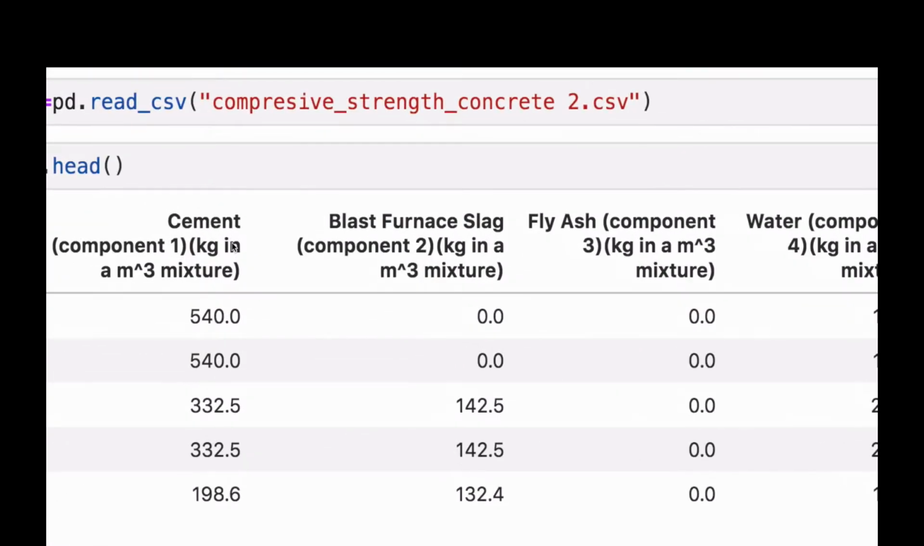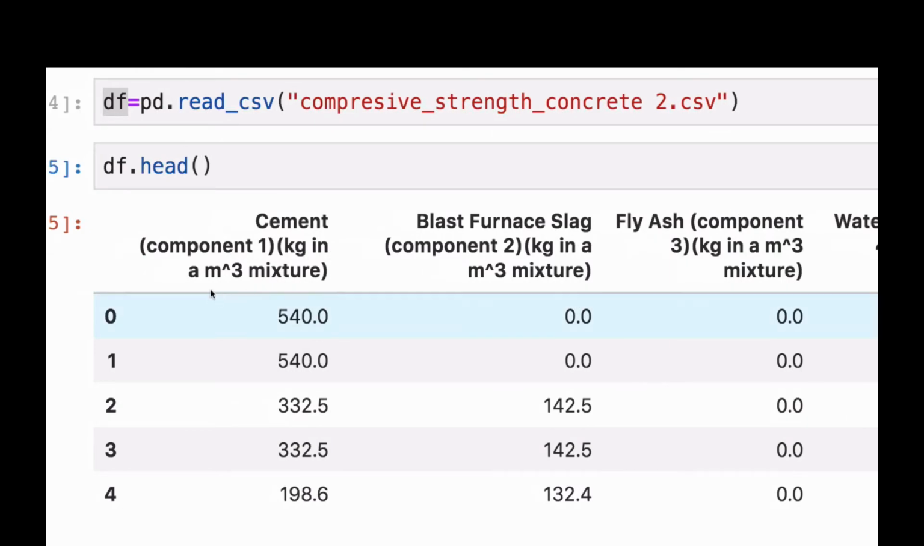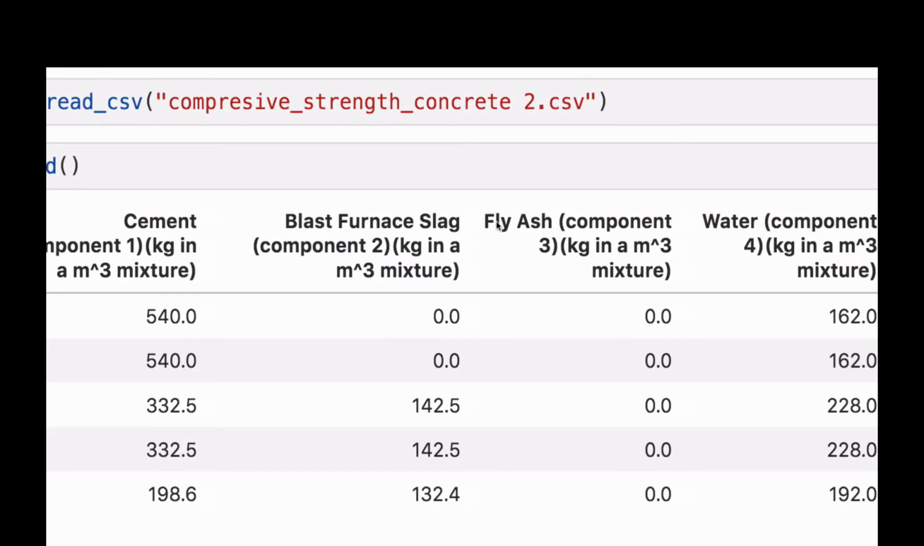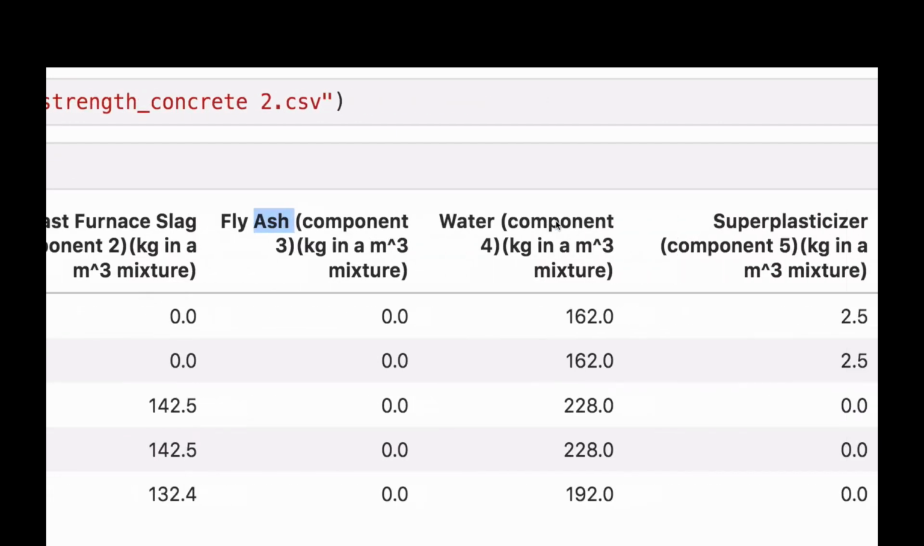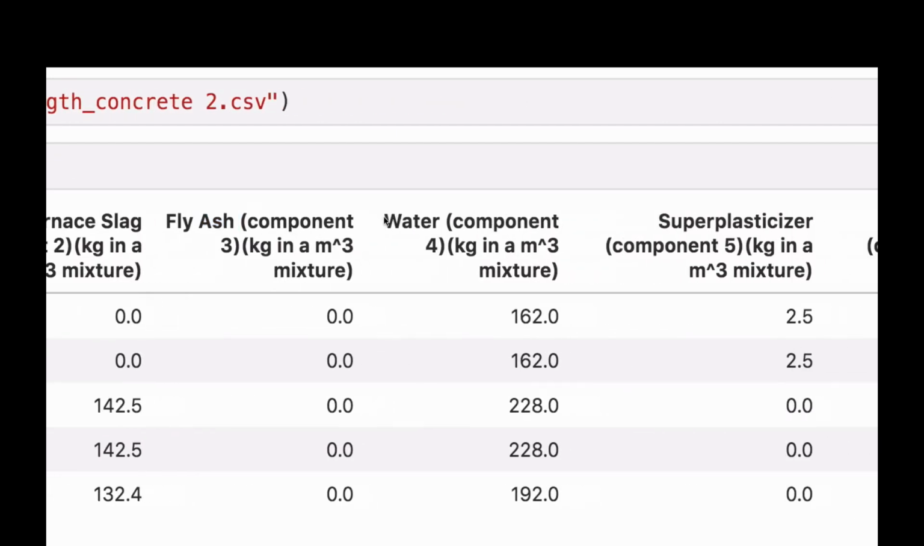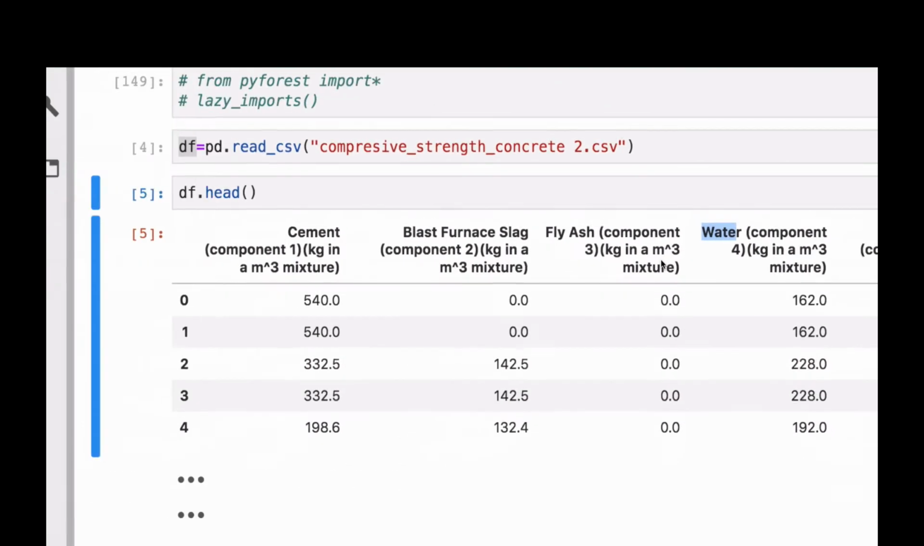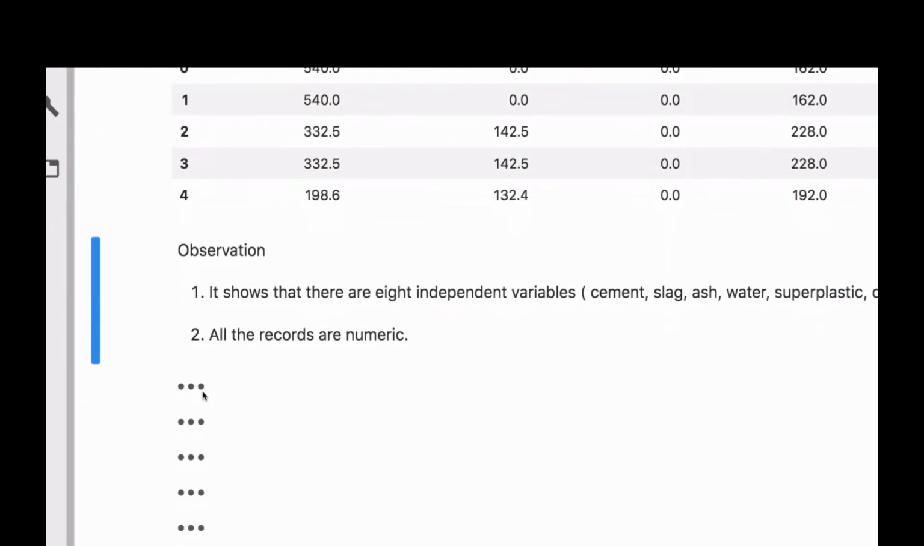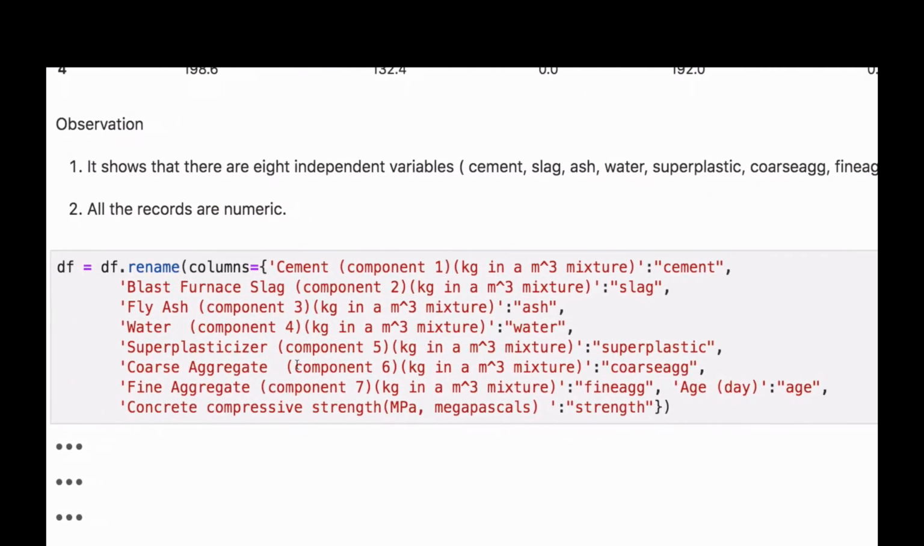For instance, if you take cement component 1 kg in a m cube mixture, I'm going to get rid of all that and just name it cement. The same way over here, blast furnace slag and so on, I'm just going to shorten it and name it slag. If you come here, instead of fly ash component and so on, I'm just going to shorten everything to ash. The same thing over here, I'm going to shorten everything to water. Let's do that so that we get to see it.